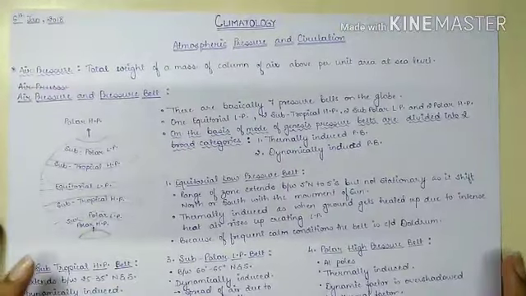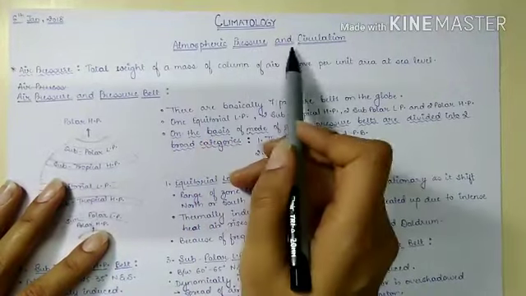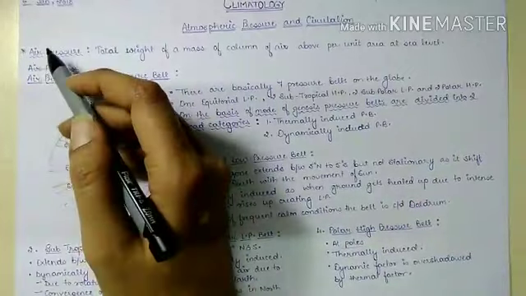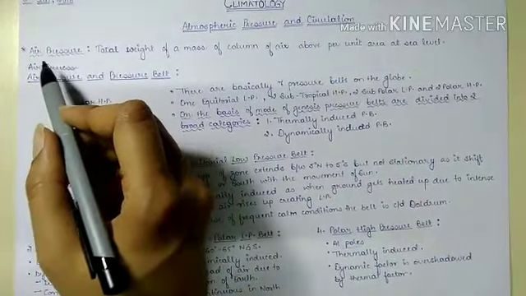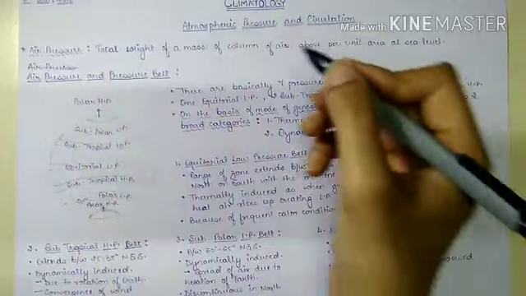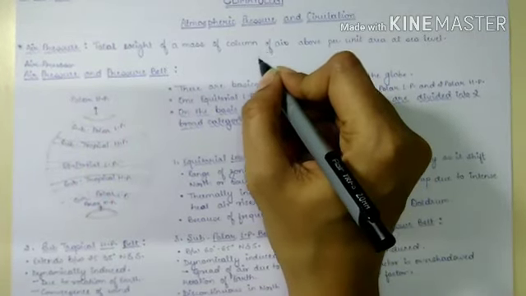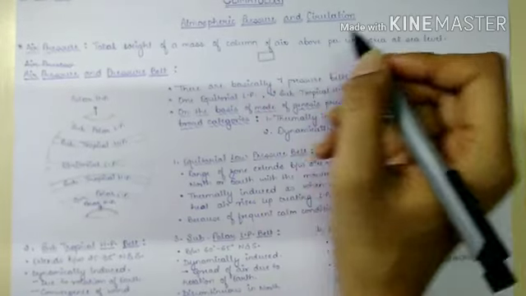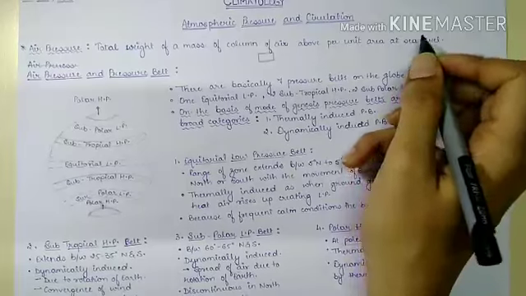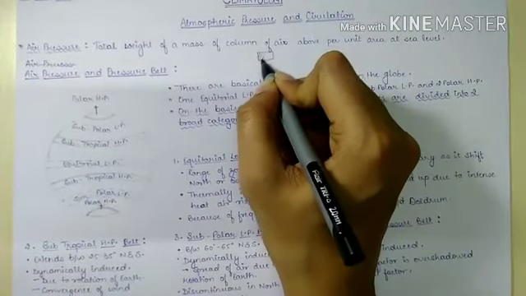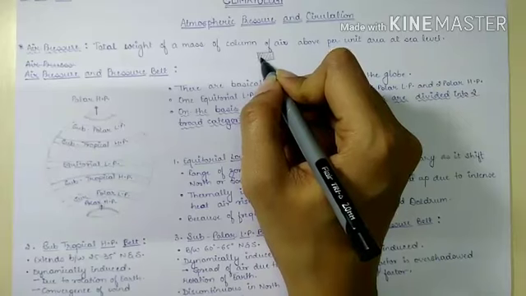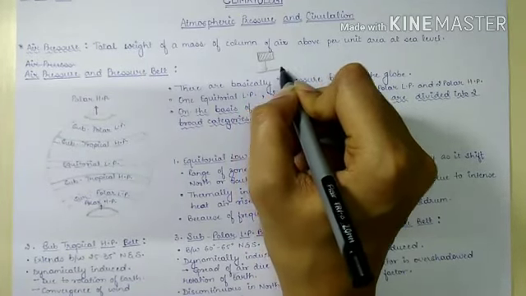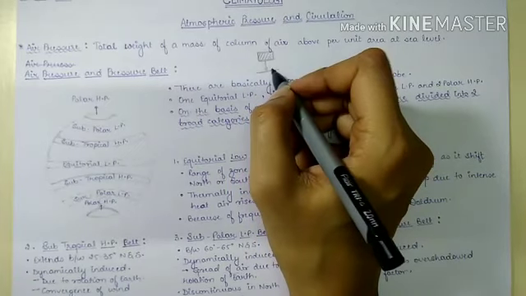Now, in climatology, our first topic will be atmospheric pressure and circulation. What exactly is atmospheric pressure? Atmospheric pressure is also known as air pressure. Air pressure simply means the total weight of a mass of a column of air, above per unit area at sea level. The weight this mass column of air applies on an area at sea level is known as air pressure.